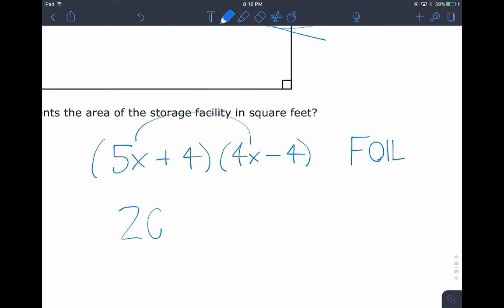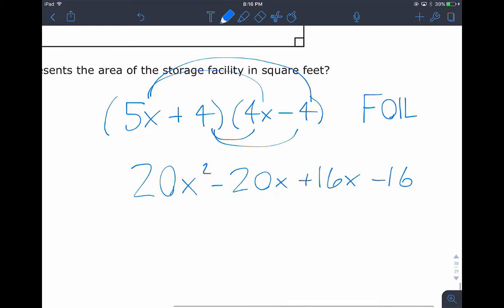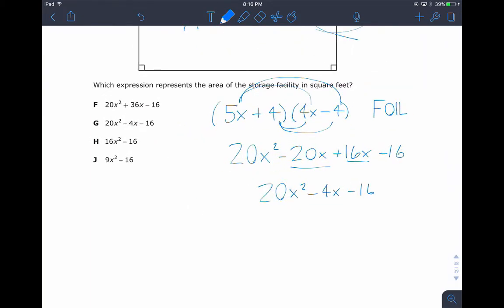That's going to be 20x, and not just 20x, but 20x squared. So you've got an x times an x. That also means the outside. So outside numbers are 5x and -4. That'd be -20x. Then the inside numbers, that's +4 and 4x there. So that'd be 16x. And then you've also got 4 times -4. So that'd be -16. Alright, and then you can combine like terms. So that'd be 20x squared, and then minus 4x, and minus 16. And hopefully we got an answer choice. Oh yes, we do. We got G.